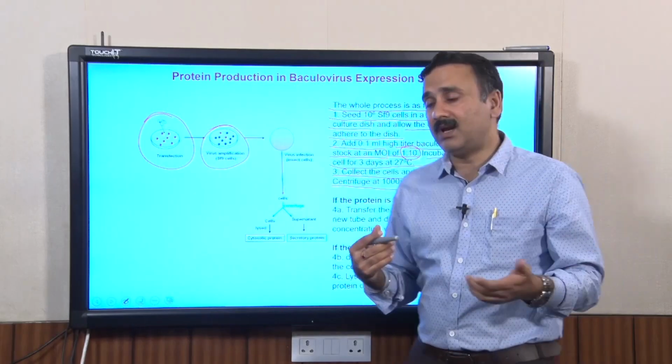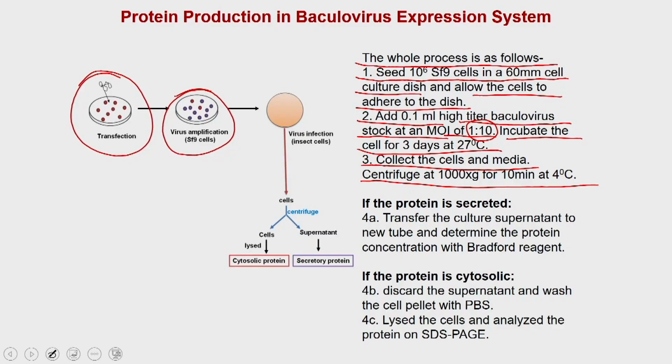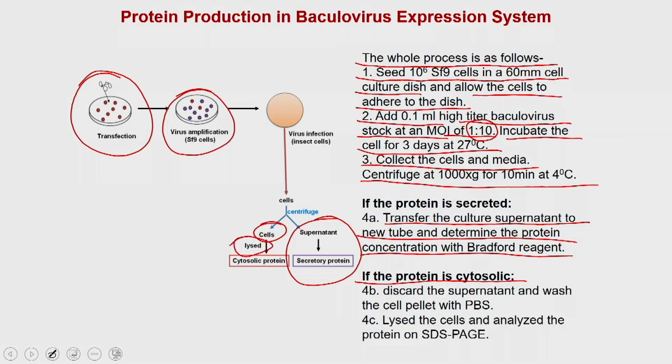If the protein is secretory in nature, which means the protein is going to be present in the cell culture supernatant, you transfer the culture supernatant to a new tube and determine the protein concentration with a Bradford reagent. Which means if your protein is secretory in nature, you can just collect the culture supernatant and estimate the amount of protein present. If the protein is cytosolic in nature, then you can recover the insect cells, and you lyse these cells by using different lysis methods, and that is going to give you the cytosolic protein.